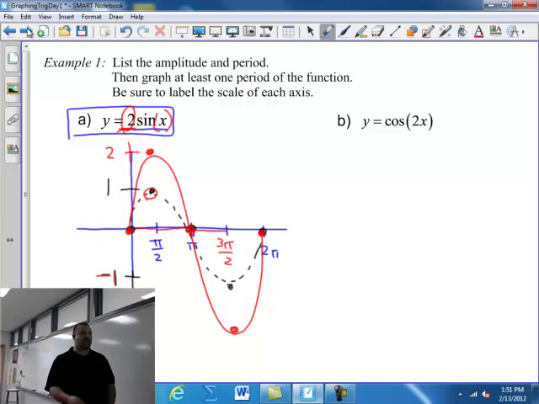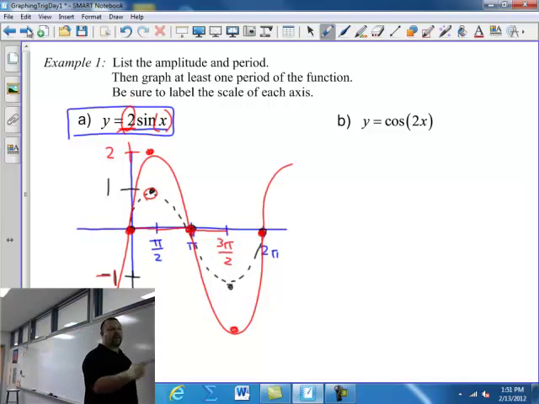Now, it doesn't just stop there. It keeps going on both sides, and it would repeat with the same pattern forever, because the domain is all real numbers. Forever and ever and ever. Okay, so the domain is all real numbers.